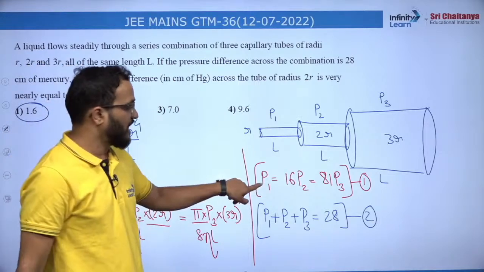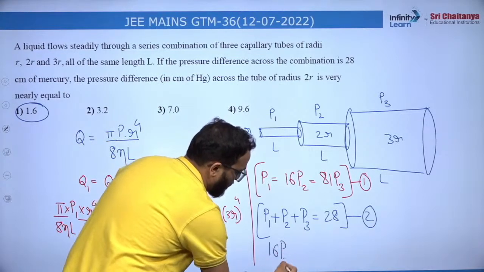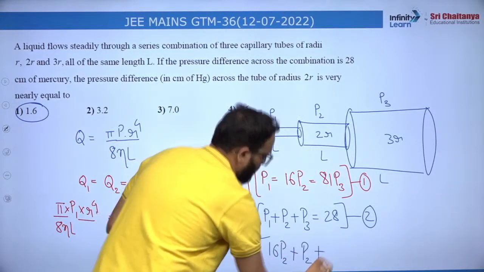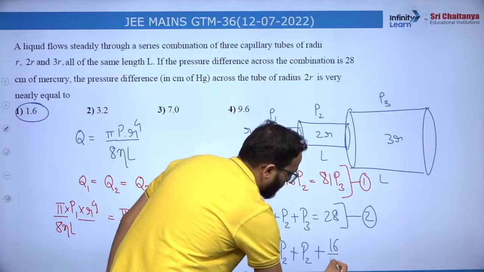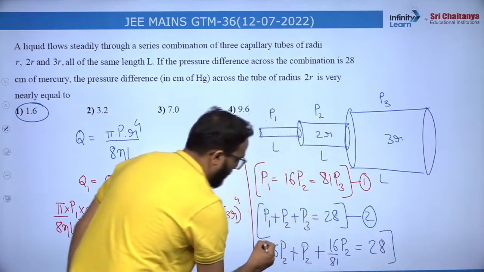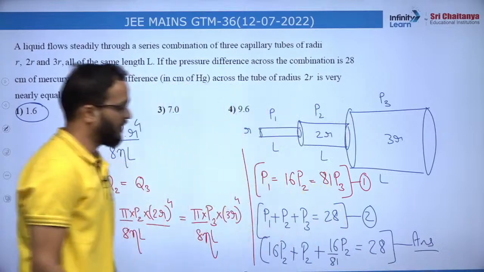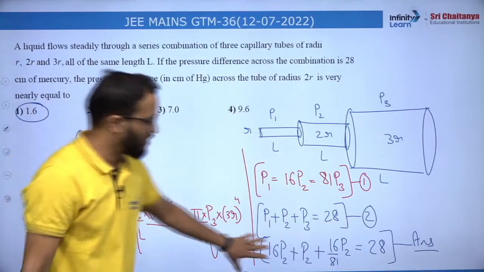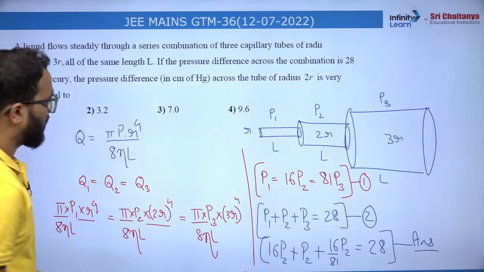Okay, you can write P1 is what? P1 is 16 P2, so write down 16 P2 plus P2 plus, what is P3? P3 is 16 P2 by 81, is equal to 28, and this, my dear students, is your answer after solving. Okay, so just solve this. From here P2 will be 1.6 approximately, right? So this is how this question is done.